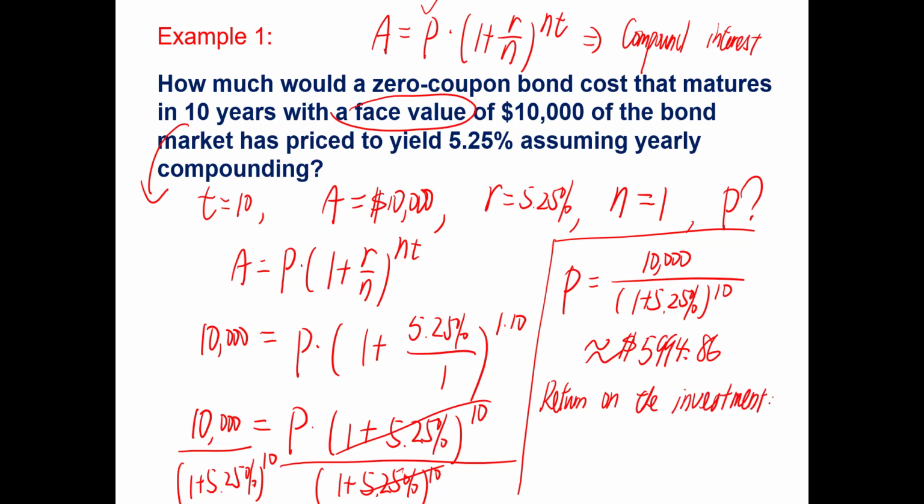For the investor, by lending the money, they are getting a return of $10,000 in 10 years, minus the purchase price of $5,994.86. So this turned out to be $4,005, and this is the total return for the investor. So this is how the zero coupon bond works, right? Taking a deep discount when they purchase the bond.